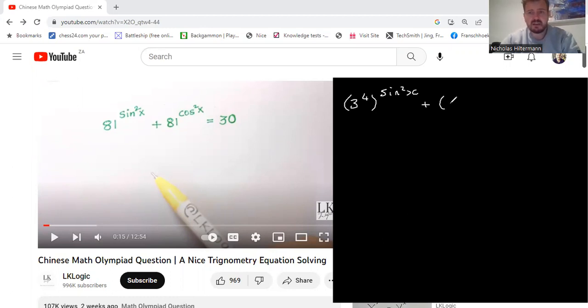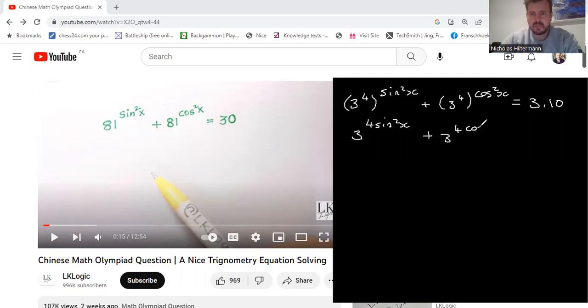So even if I haven't seen the solution in my head instantly, this would help. And then the 30, I could do 3 times 10. And then I have a 3, and this becomes 3 to the 4 sine squared x, so just usual exponential laws. But when I look at this 3 to the 10, that doesn't help me because I can't really divide by 10 on both sides. So what I want to do is I'm still going to take that 3 out because look, we've got a 3 here and 3 here.